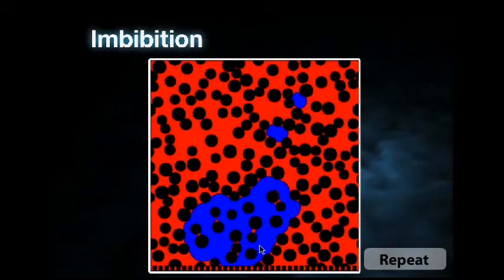You realize that the non-wetting fluid, the blue, tends to follow the larger pores, and the wetting fluid follows the smaller pores. As it follows smaller pores, it eventually leaves behind residuals.